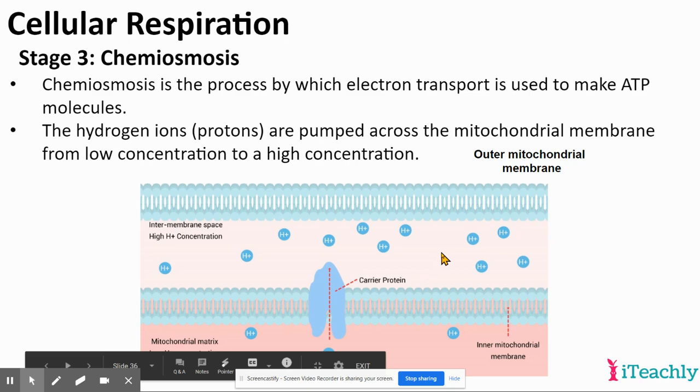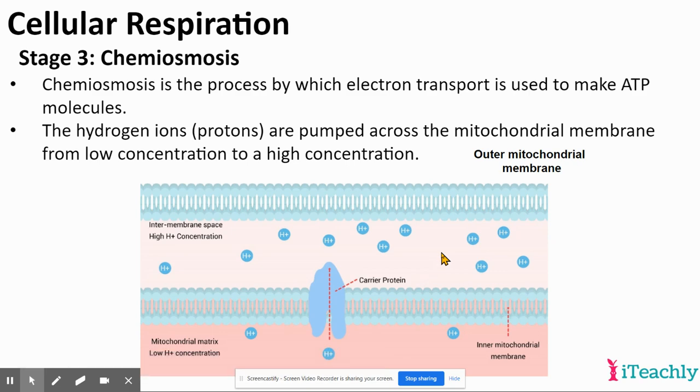All right. So the last part, we still have not made very much ATP. Chemiosmosis is the last part of it, and this is the process by which electron transport is used to make ATP. The hydrogen ions, or protons, are pumped across the mitochondrial membrane from low concentration to high concentration. It's active transport because it's moving against the concentration gradient, and the energy it uses to pump that is those electrons.